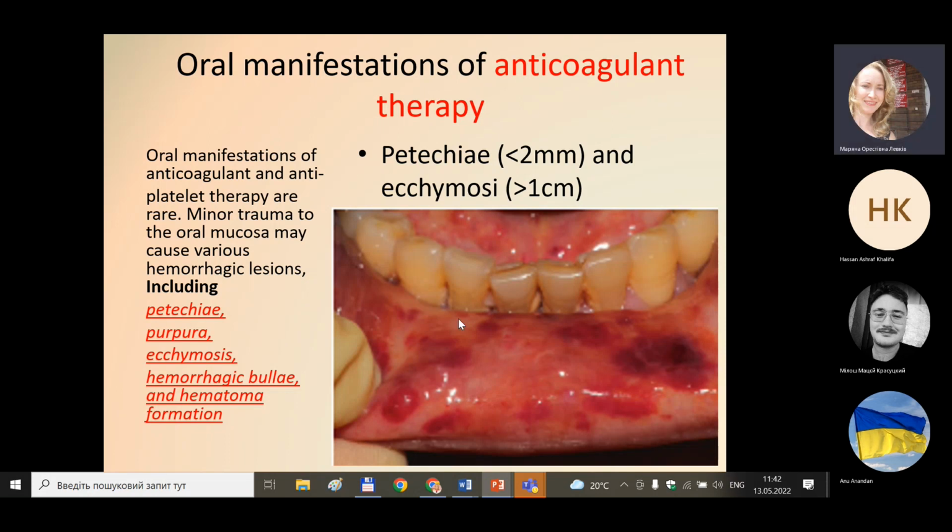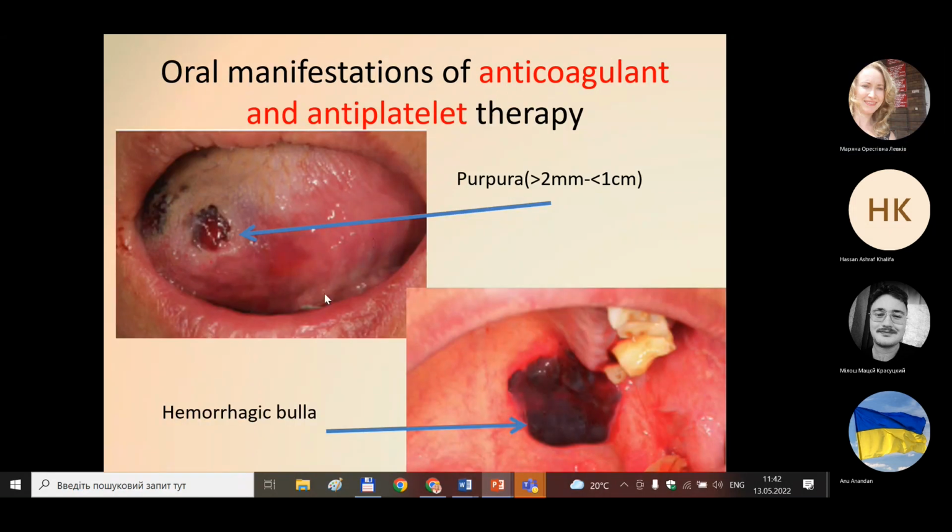Petechia and ecchymosis are here on this photo. Purpura, hemorrhagic bulla in the retromolar area.